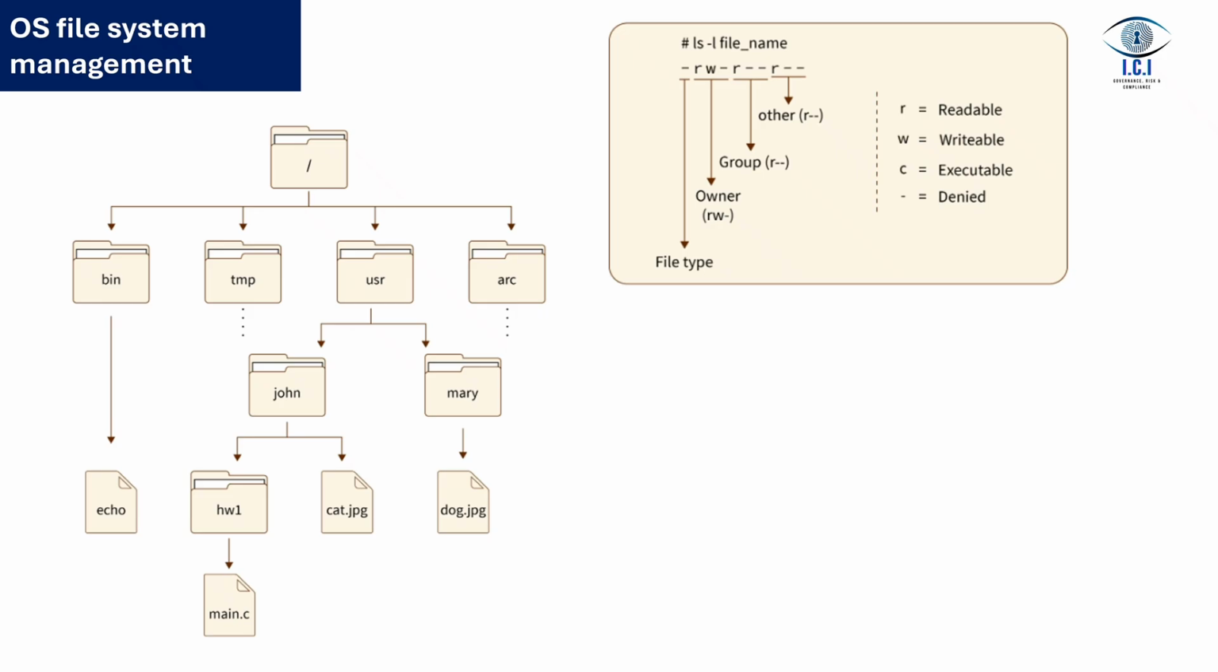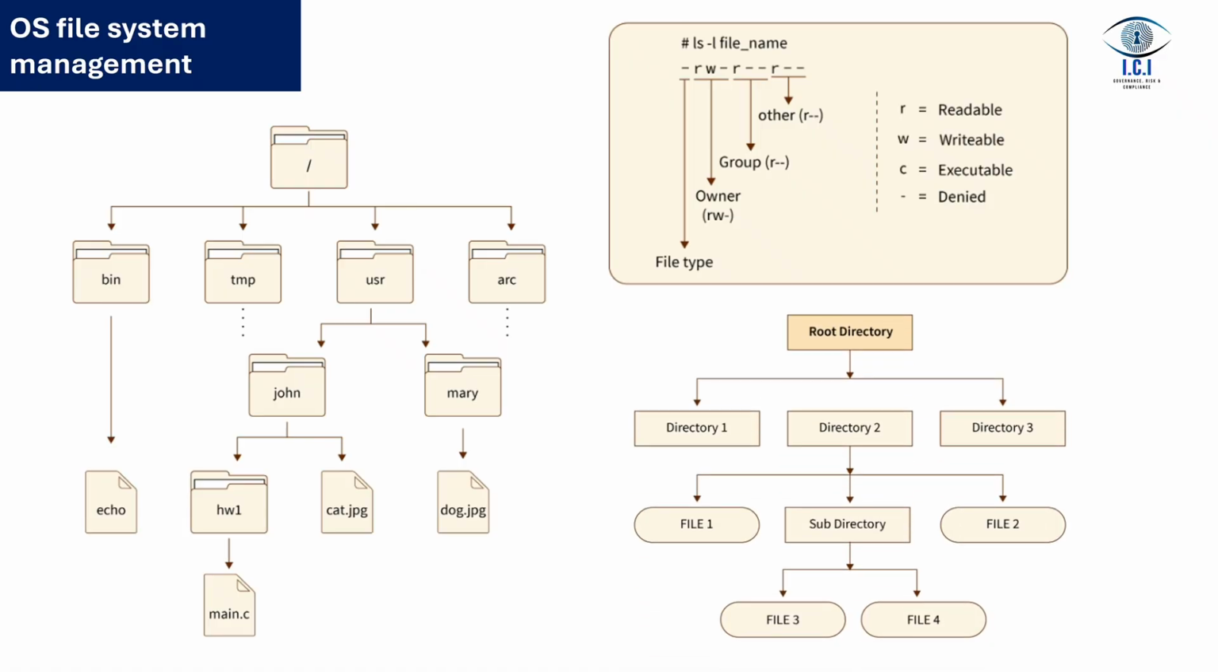You see something like r, which means that the file is readable. You see w, which is writable. You see x, that's executable. You see a dash, that's denied. There are a lot of things that, when we go into details, you will understand how this works.